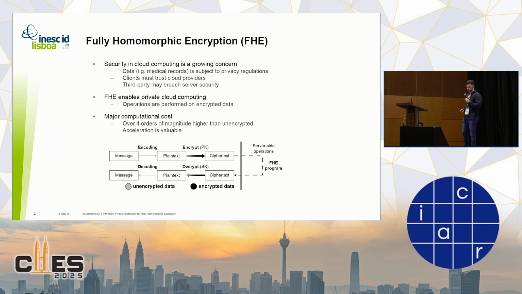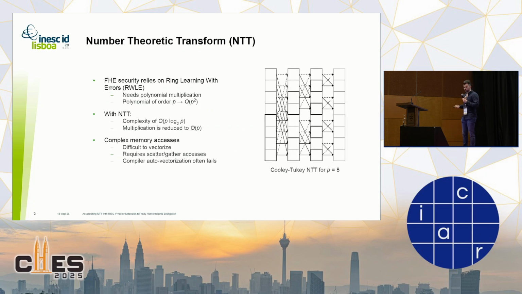accelerate these operations. At the core of FHE is the ring learning with errors problem, which requires polynomial multiplication, which if you have a polynomial of order p, that's going to be O(p squared) time complexity. And so as your polynomial grows, and it typically is pretty large in FHE, the time to do polynomial multiplication increases very fast. However, you can use the NTT, and this is going to reduce the complexity of the problem to p log p, because the multiplication itself is reduced to linear time.